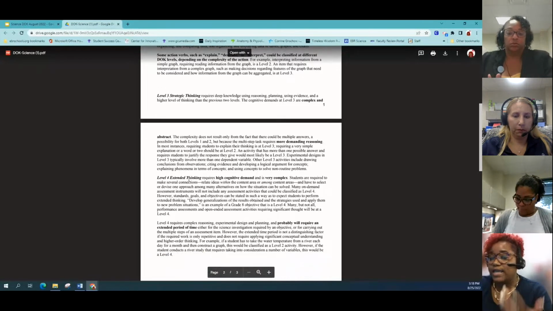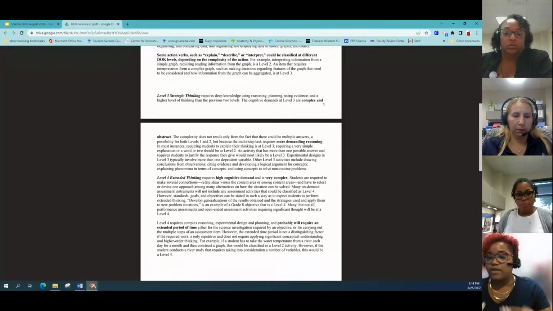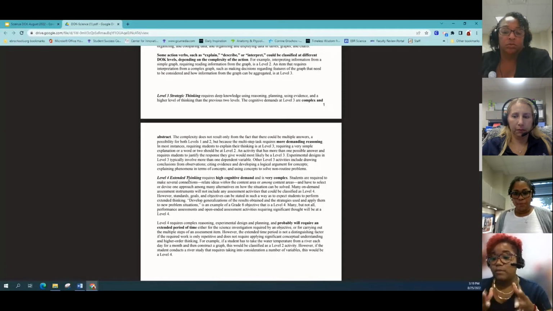Level 4, again, is extended thinking, and that requires a high cognitive demand. It's very complex because, again, students are required to make connections. They're supposed to relate ideas within the content area and among content areas, and have to select or devise an approach among many alternatives where a situation or something can be solved. So again, looking back at that past example, they were building something based on what they've learned within the classroom.